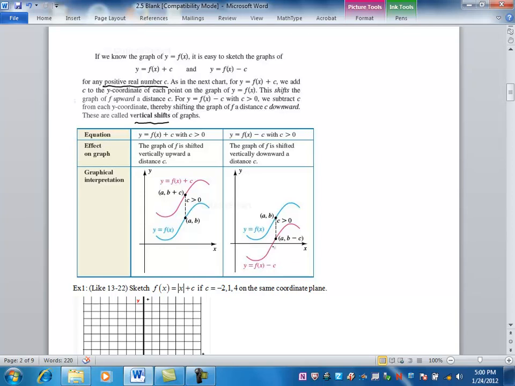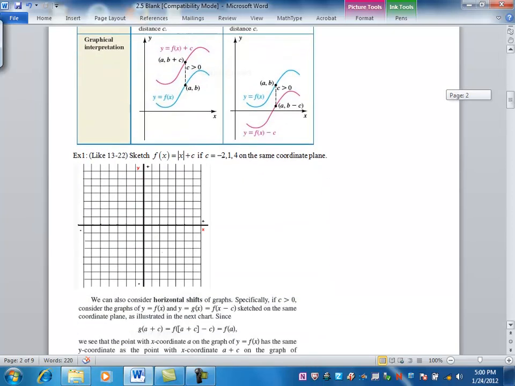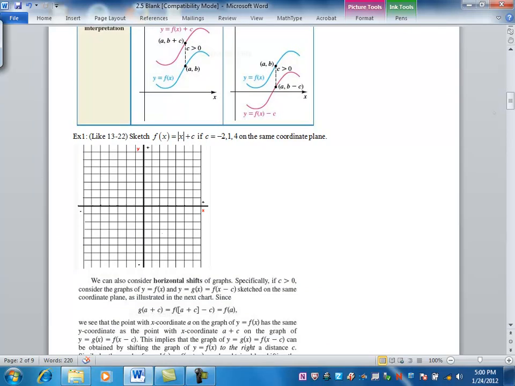So in example 1 here, we are asked to sketch the graphs of f of x equals the absolute value of x plus c. Now, I'm going to do one thing that they didn't ask us to do here. I'm going to graph f of x equals the absolute value of x, which of course is the absolute value of x plus 0. And hopefully we are all very comfortable with what this graph looks like.